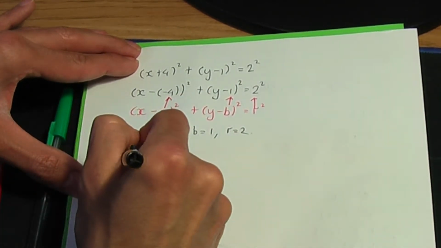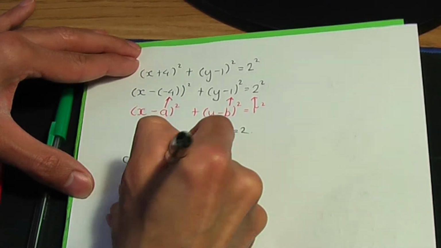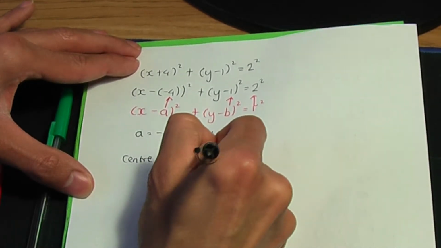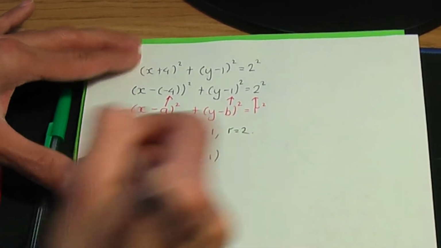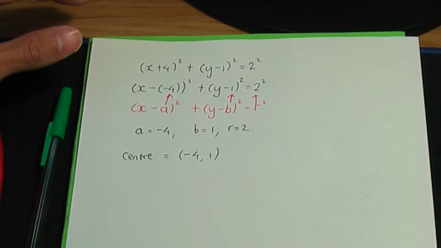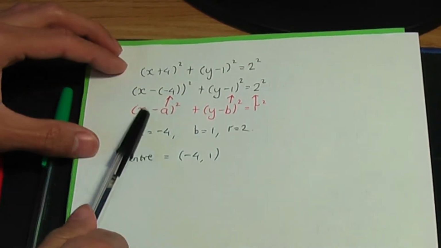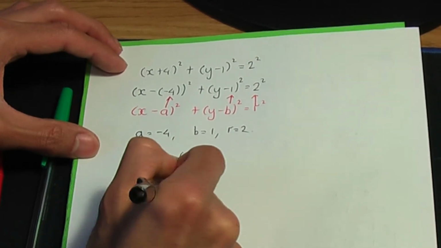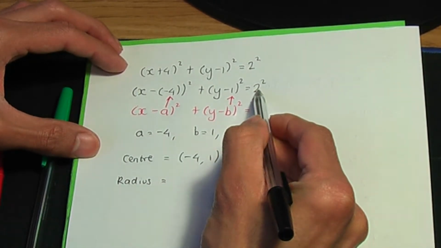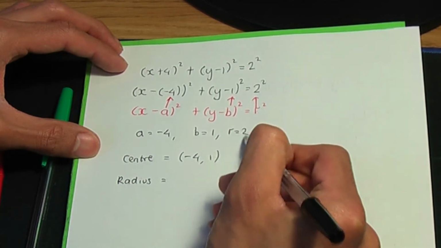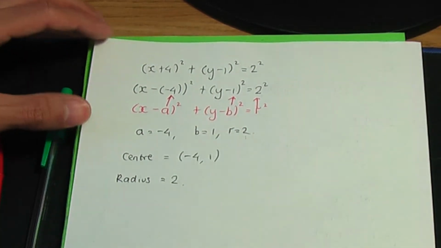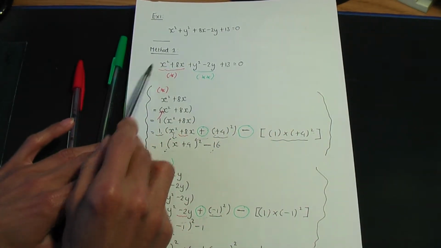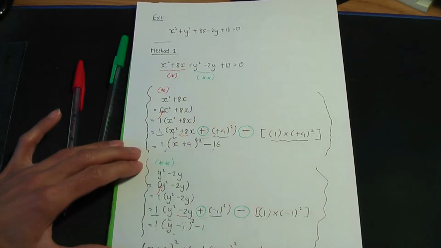So remember, for the coordinates of the centre, the centre will have coordinates (a, b), so a is −4, b is 1. That is how you would work out the coordinates of the centre given an equation of this type. As for the radius, it is the value over here, so by comparison r is 2, so the radius is 2. That is how you would calculate the centre and the radius, so that is one of the methods, method number 1.